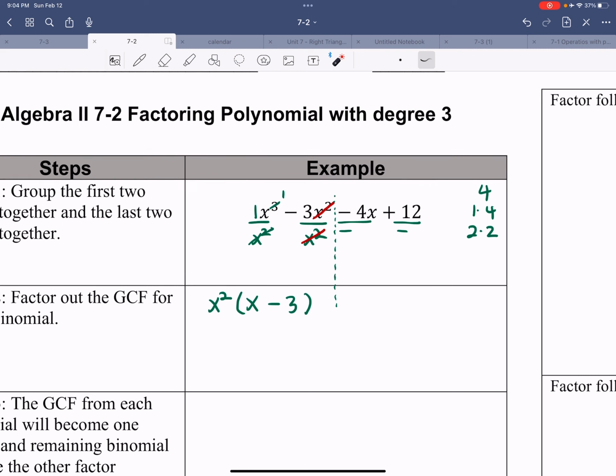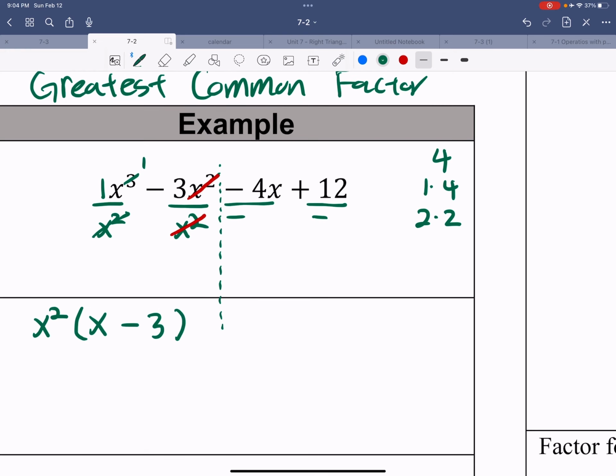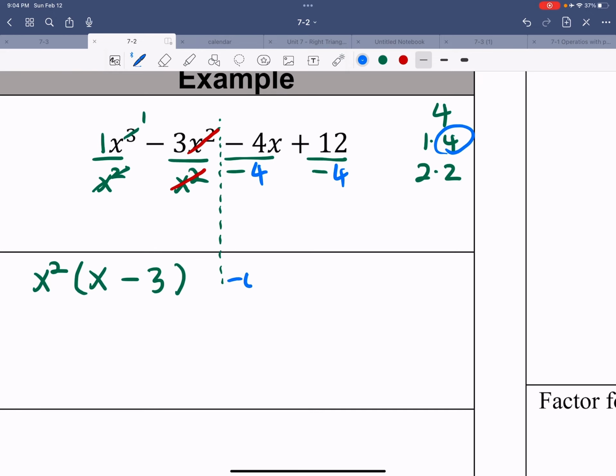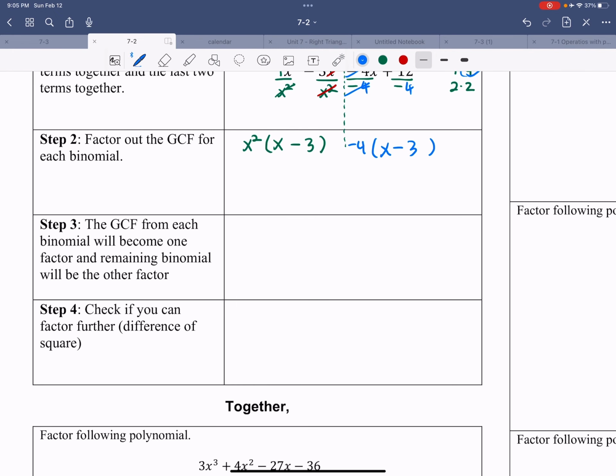But we are trying to find the GCF, which stands for greatest common factor. So you're trying to find the common factor. You are going to take out 4 because 4 is the greatest common factor that 4 and 12 have. So I'm going to take out negative 4, which means I'm going to divide. Negative 4 and negative 4 will disappear, and you'll get x. And 12 divided by negative 4 is going to be minus 3. So we did the hardest part.